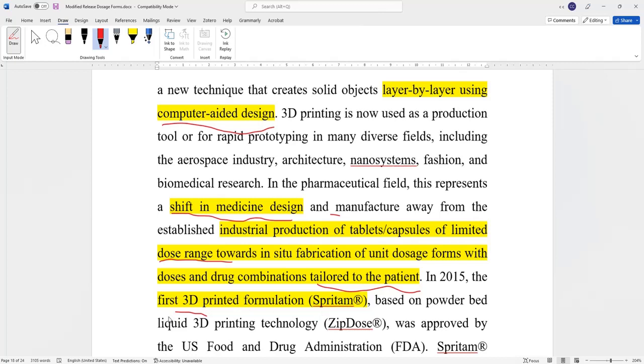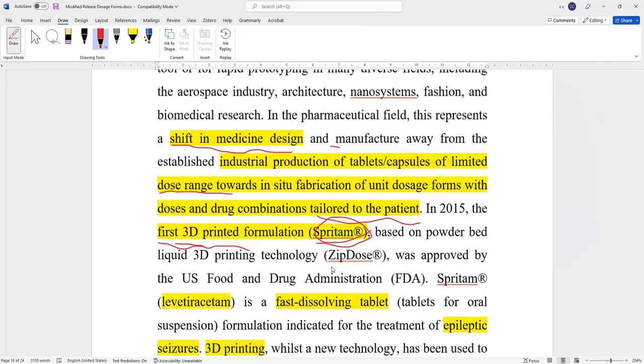The first example that was approved by FDA is Spritam. Spritam is the trade name, with the 3D printing technology used called ZipDose. The Spritam drug is levetiracetam, and this levetiracetam is used for epilepsy. It's a fast dissolving tablet. You put it in your mouth and you just drink water. It dissolves very quickly in the mouth.